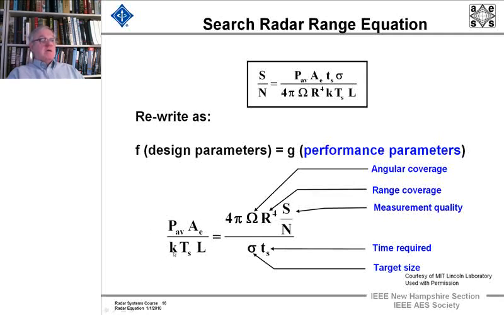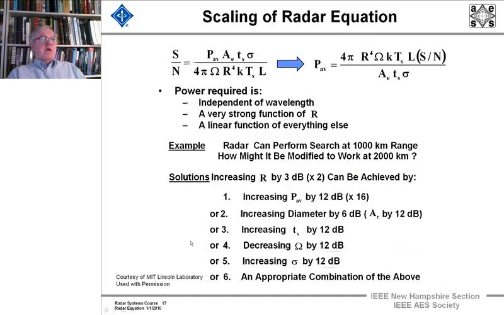And k, Boltzmann's constant, you can't do much about that. And you want to lower the overall system noise, the system temperature, as much as possible. Okay, now let's look at scaling the equation, and we'll look at the search equation. Say we have the power independent of wavelength, as I said. Notice I've recast it, so this is the average power. It's equal to everything else. It's just pulling average power onto one side, everything else on the other.